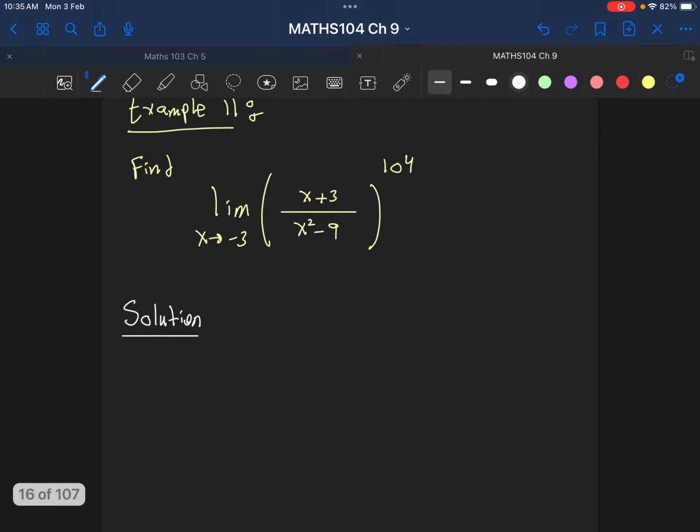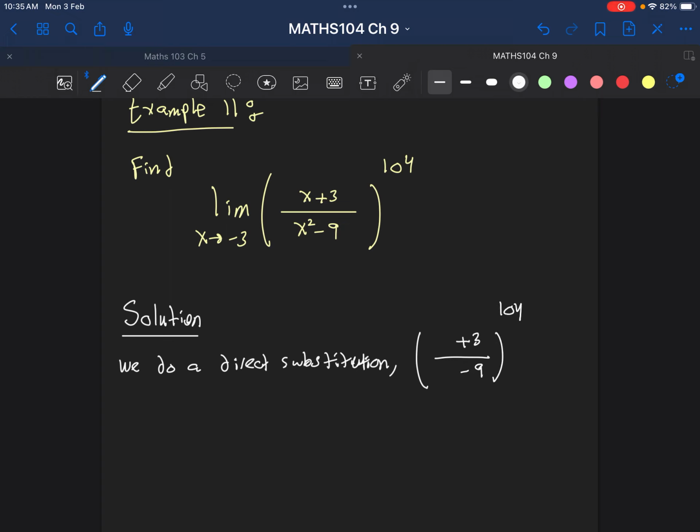Now, suppose we need to find this limit. So as usual, we do a direct substitution. So we plug in the number -3 squared. Now, if we do that, this will just give me 0 over 0 to the power 104, which is again undefined. Once we have 0 over 0, this is undefined.